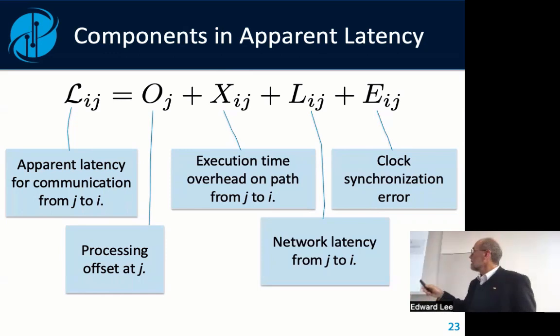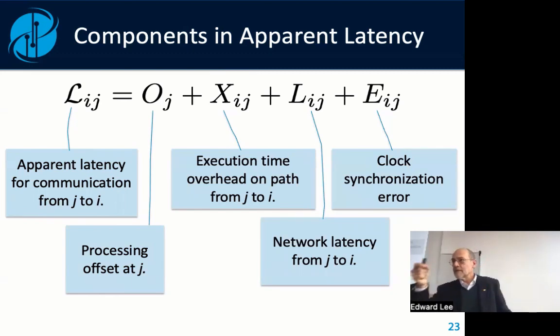Notice that all of these quantities, these 3 quantities are all non-negative, but this one can be positive or negative, and it could be quite large. So the apparent latency can even be negative. So you can process events at a physical time that's earlier than their logical time if your clock synchronization is way off.